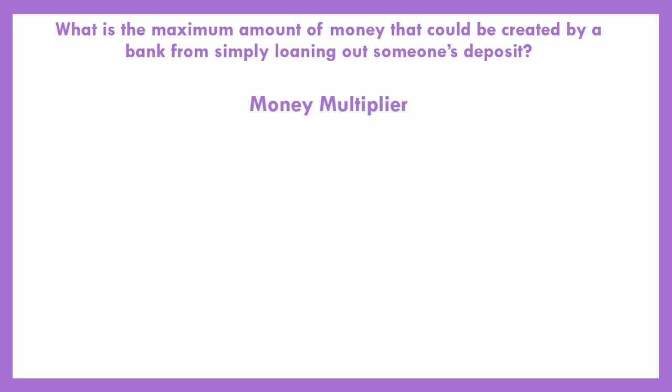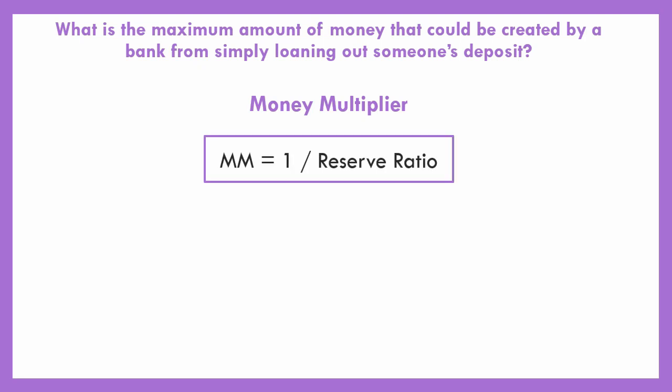In order to do this, what we can do is take our reserve ratio. So our reserve ratio in this instance was 10%. And our money multiplier says we take 1 divided by that 10%, and we find that our money multiplier is equal to 10, right? 1 divided by 0.1. It was 10%. 1 divided by 0.1 is 10.